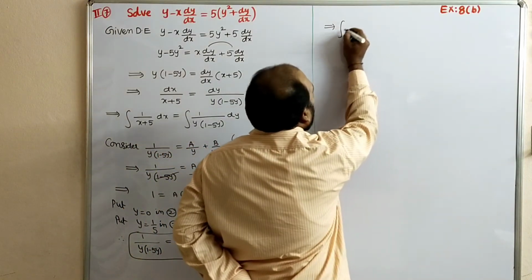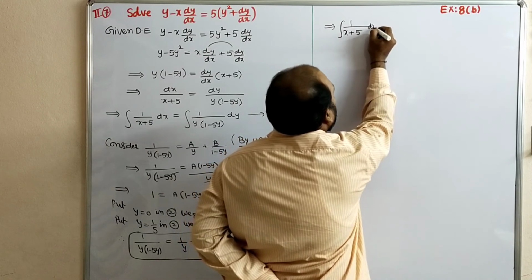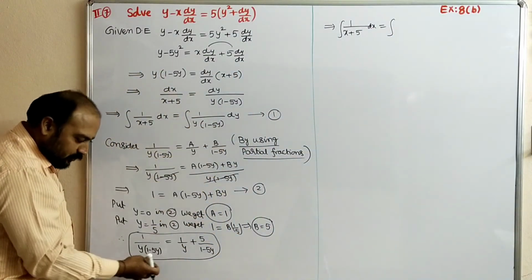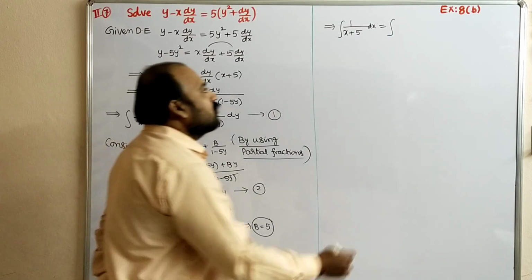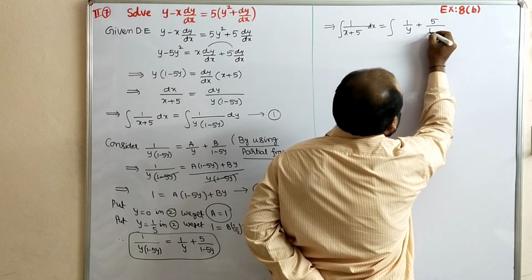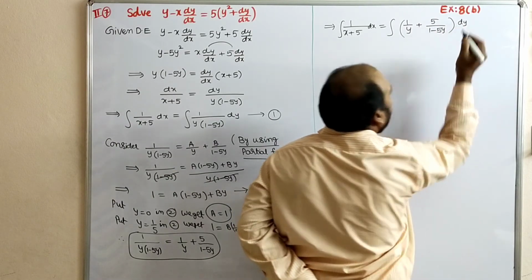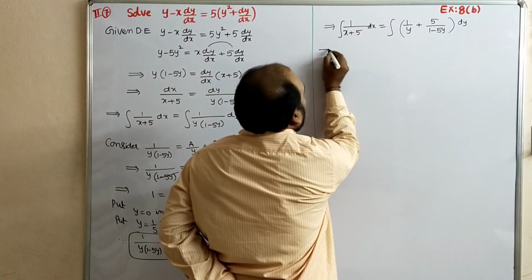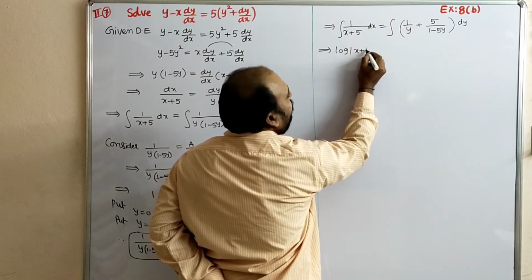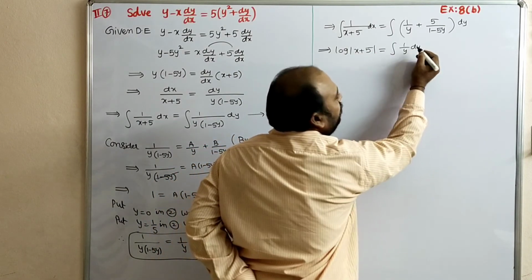It is in the form of the integral of 1 by x, log mod x. Otherwise, you can write again. After that, we will do the next step. Integral 1 by (x plus 5) dx. In place of 1 by y into (1 minus 5y), we have to replace this value: 1 by y plus 5 by (1 minus 5y) into dy. Integral 1 by (x plus 5) gives log mod (x plus 5), equal to the integral of 1 by y into dy.